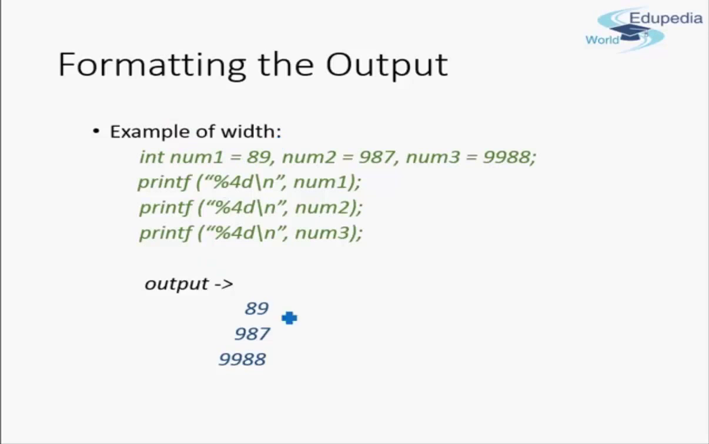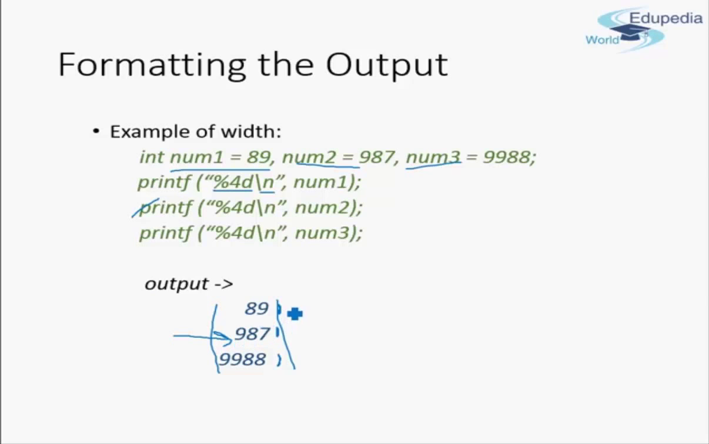Suppose we want to print these three numbers, 89, 987 and 9988, in a vertical column. How will we do that? The numbers are stored here in three variables, num1, num2 and num3. Now I am printing those numbers: printf %4d and \n. Now \n, guys, is the new line character. At the end of every output we are printing a new line character. That is why our next printf statement causes the output to be printed on the next line.